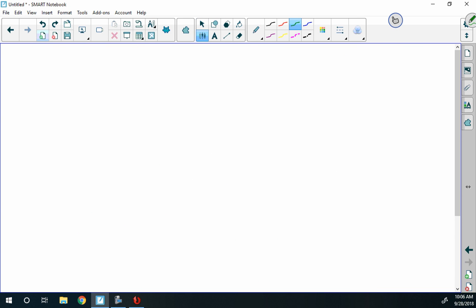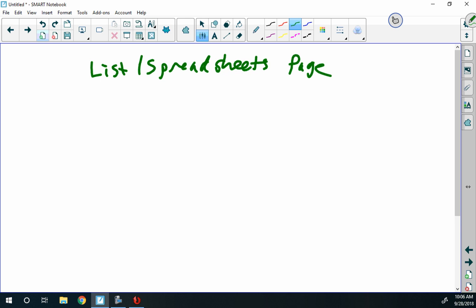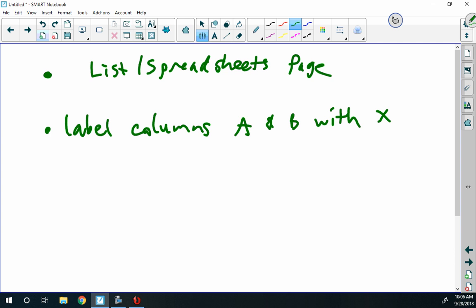Do you all remember how to use a list and spreadsheets page on the calculator? That's what we're going to start with. We're going to start with the list and spreadsheets page. We're going to label columns A and B with X and Y. I'll write all the algorithm up and then we'll come back and fill it back in.